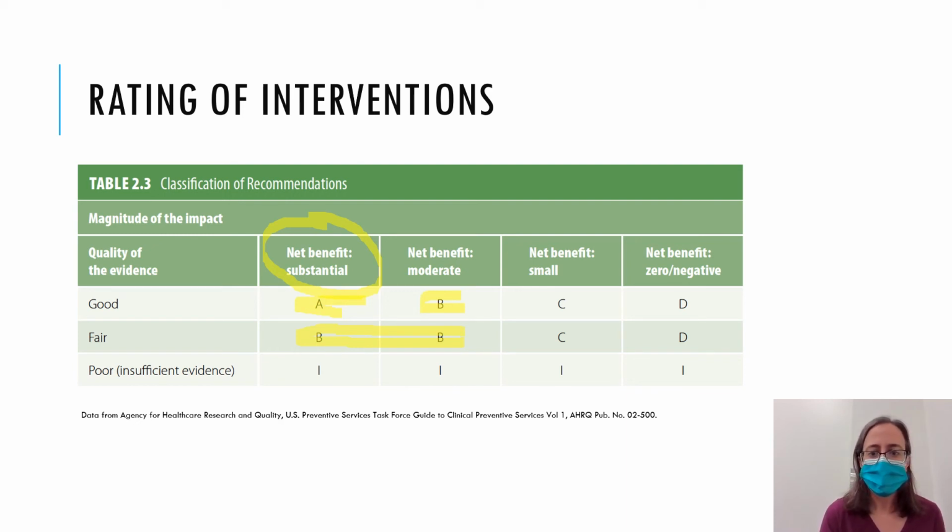Now, if, however, we're down where there's a small benefit, then we'll say, well, you could consider doing this. That's a C recommendation. Now, sometimes it turns out the net benefit is 0 or negative, meaning people do worse than if we didn't treat them at all. And so those are D recommendations. D stands for don't do it. Okay, so D is don't do it.